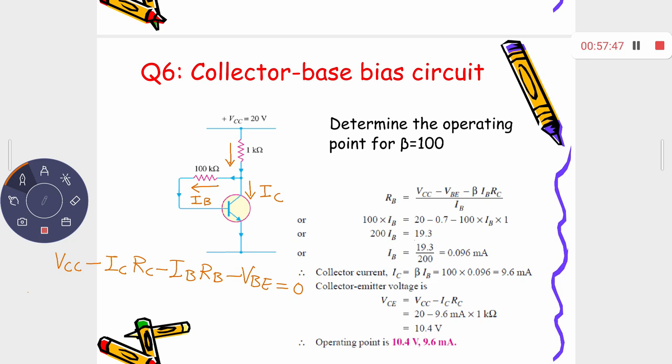The basic idea of demonstrating these different types of biasing circuits is to make you acquainted with the different KVL equations, generally the KVL equations in the base-emitter loop and the collector-emitter loop. For the fixed bias circuit, base bias circuit, emitter bias circuit, or collector-to-base bias circuit, you have different types of KVL equations. That is the basic idea, to make you familiar with them.